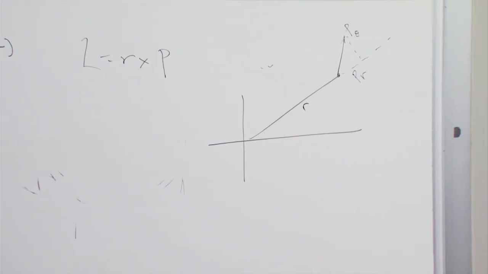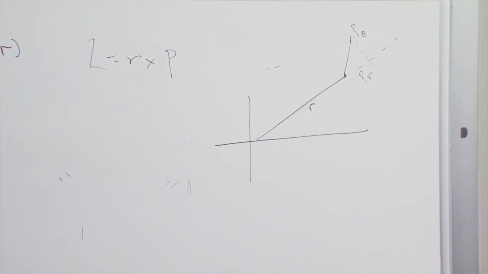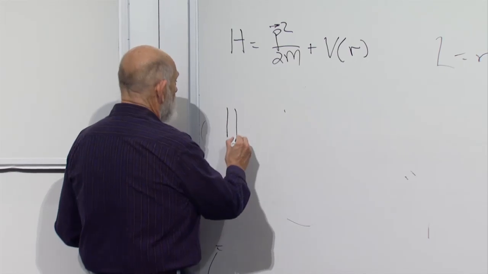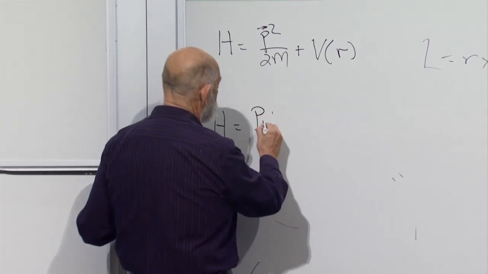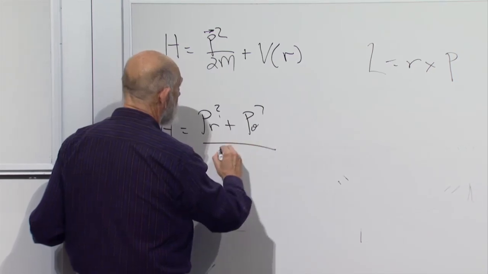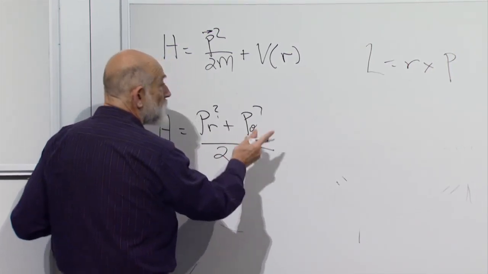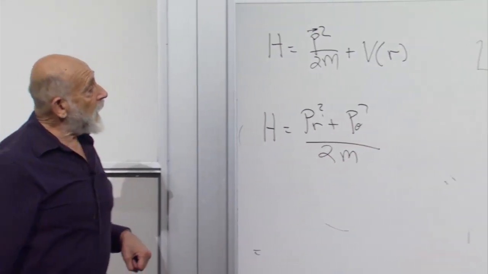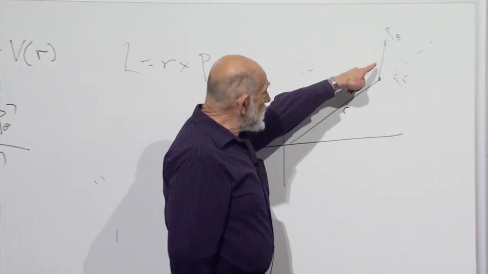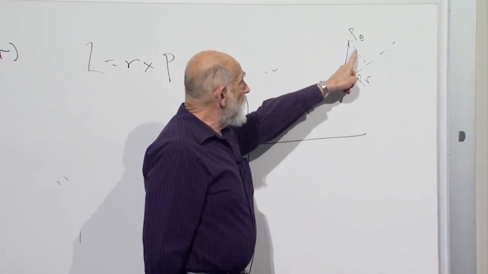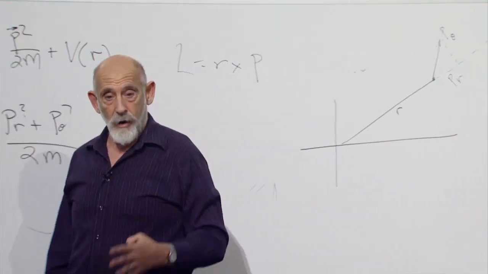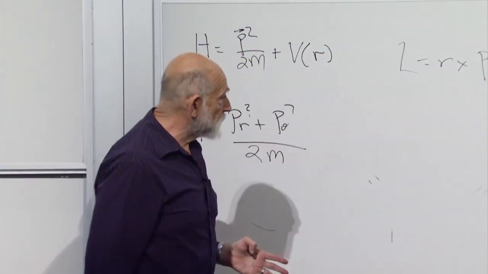What about p squared? p squared is the sum of the squares of both of them. So H is p r squared plus p theta squared over 2m. And that's it. But what about the magnitude of the angular momentum? The magnitude of the angular momentum is p theta times r. Is that clear to you? That p theta times r is the angular momentum.